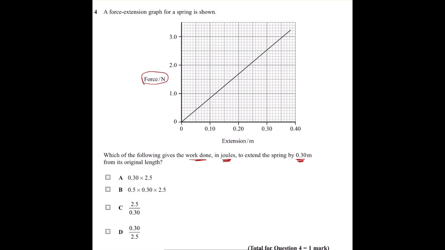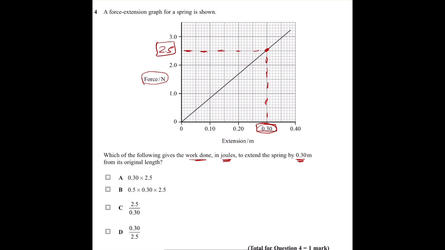So this is the value of the extension, 0.3. I have to draw a vertical dotted line until I meet the straight line from the origin, and find the value here, which is 2.5 newtons. So this is the value of the force, and this is the value of the extension, 0.3.